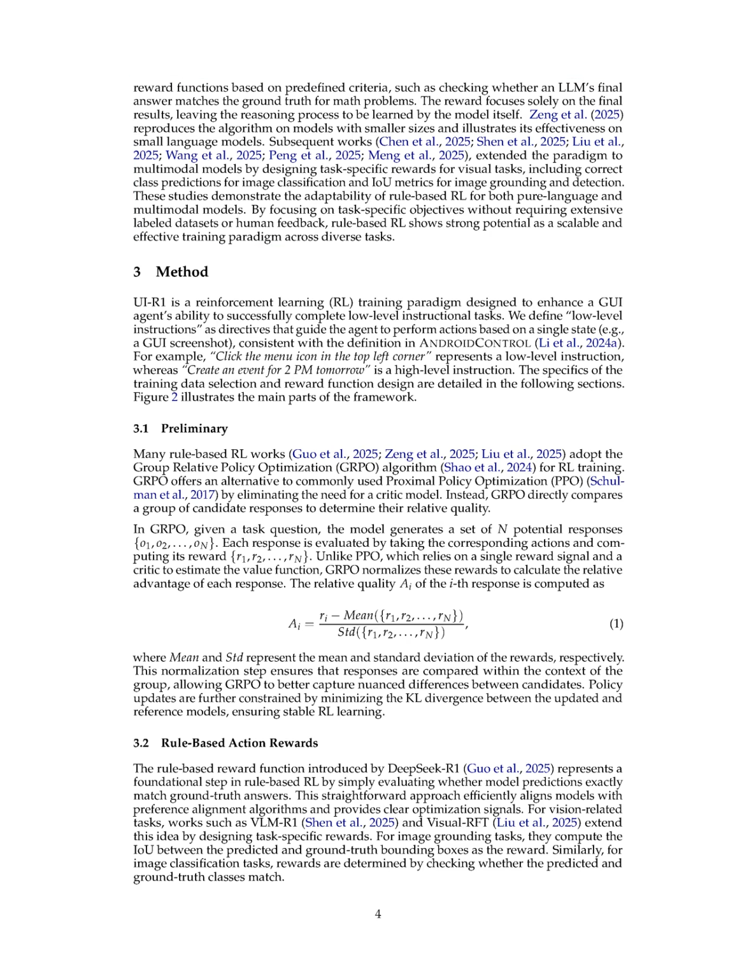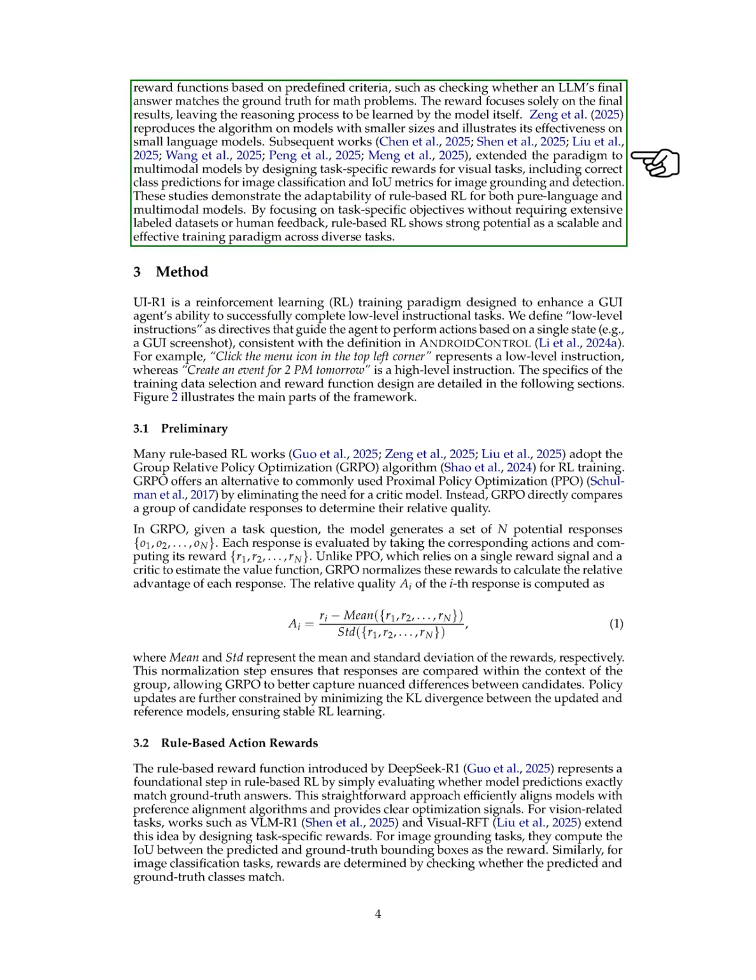Section Summary. In this section, we discuss the limitations of supervised fine-tuning, SFT, for large language models and introduce rule-based reinforcement learning, RL, as a more efficient alternative that requires fewer labeled samples and reduces training costs. We present our model, UI-R1, which enhances GUI action prediction through a novel reward function and demonstrates significant performance improvements on out-of-domain data, showcasing its adaptability across various GUI-related tasks.